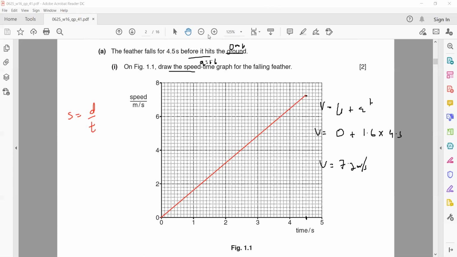Then what you have to do is use the area under the graph. So what will be the area under the graph? What shape is it making? It is forming a triangle. And for a triangle, what we use, that's the second part, is half base into height. So base is equal to 4.5 and the height is 7.2. Using the formula half base into height, we get the distance traveled, which comes out to 16.2 meters.